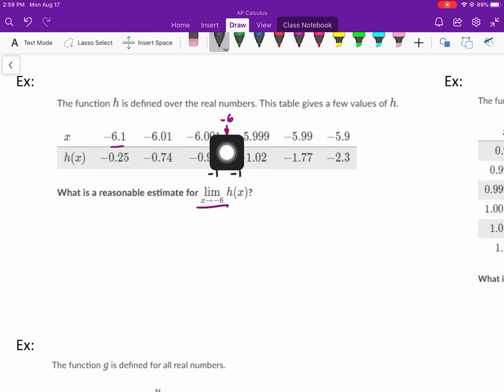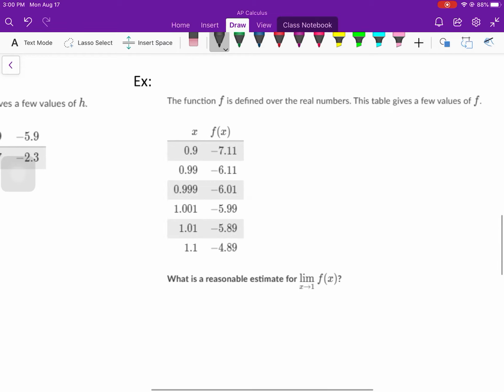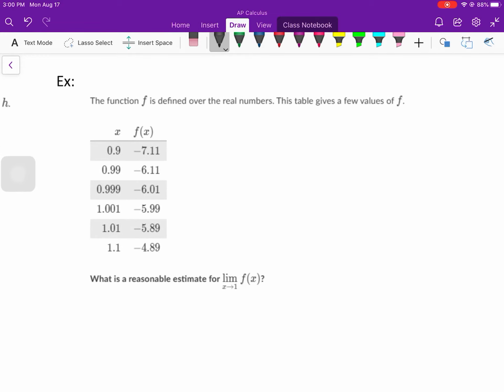So I would say reasonably, as we get closer and closer to -6 from the left, like if we had -6.0000001, it would probably be like -0.99999. It's going to be a value really close to -1. So we can safely assume that as we get close to -6, our function is getting closer and closer to -1. Doesn't mean that it actually equals -1, but we can assume it's getting really close to it from both sides. Remember, if it's approaching different numbers from both sides, we would say the limit does not exist.